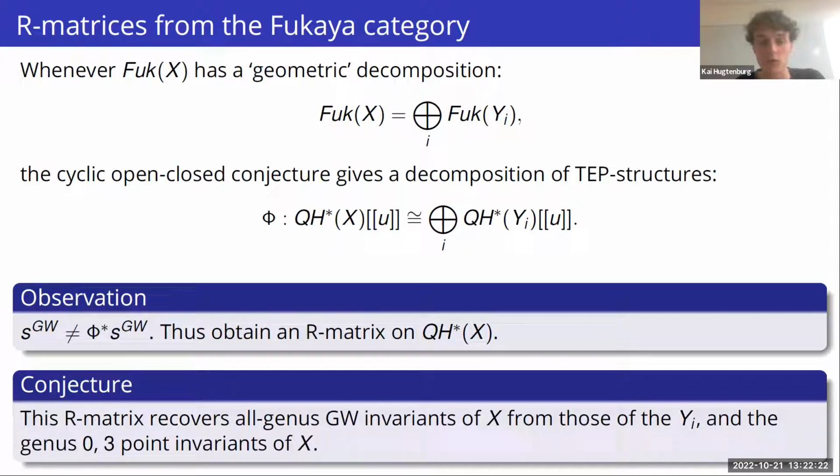It's then very natural to conjecture that in this case, you can actually obtain all genus Gromov-Witten invariants, because that's the data you get from the cohomological field theory. So you get all genus Gromov-Witten invariants of X from the all genus Gromov-Witten invariants of the Y_i. So this is some sort of reconstruction theorem. If you want to compute Gromov-Witten invariants of X, you only need to know the Gromov-Witten invariants of all the Y_i. And the additional bit of data that you need is the genus 0 three-point invariants of X. That's just the quantum cohomology of X as a ring, the very small quantum cohomology.